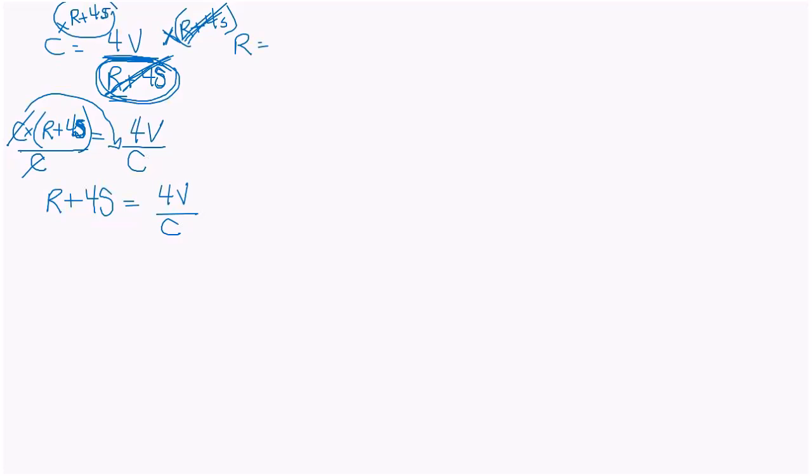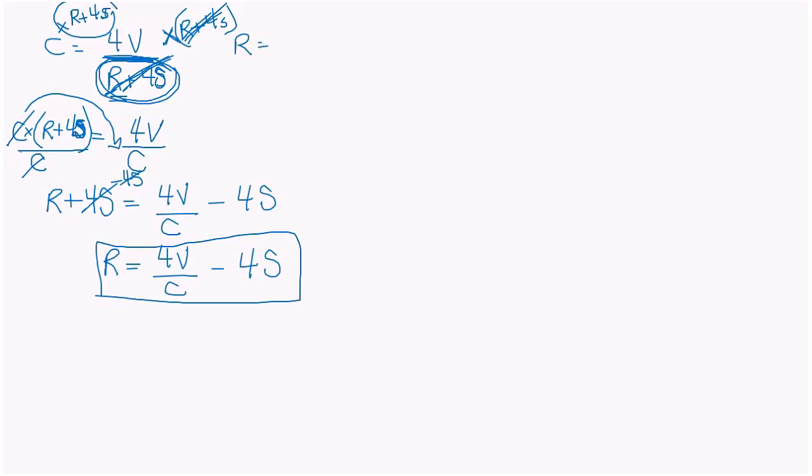What is 4S doing? It's adding. So in order to get rid of it, I do the opposite of adding, which is subtraction. 4S subtract 4S gets rid of that. And whatever I do to one side, I also have to do to the other side. So that leaves me with R is equal to 4V over C subtract 4S. And I can't combine any like terms. I can't simplify this anymore. So that's how my answer stays.